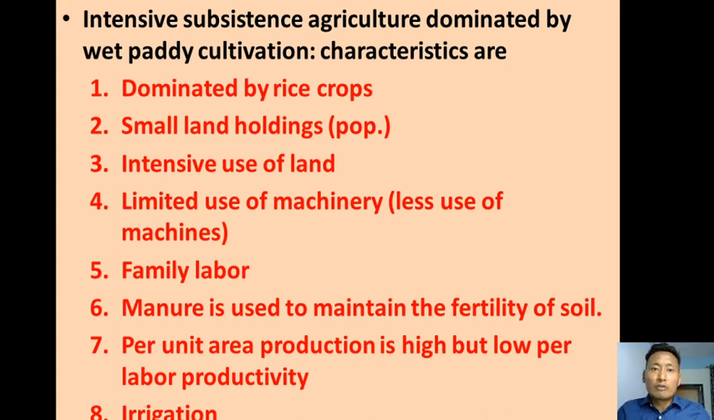For example, in a year, if a particular farmer is cultivating three crops on the same field, two crops may be rice and another one a crop other than rice. Sometimes a particular farmer may cultivate three rice crops in a year. Because of that, mostly they are cultivating rice, so it is dominated by rice or wet cultivation. Dominated means that most of the time they are cultivating rice on a field. Two or sometimes three times they cultivate rice on the same field during one year. Small land holding.